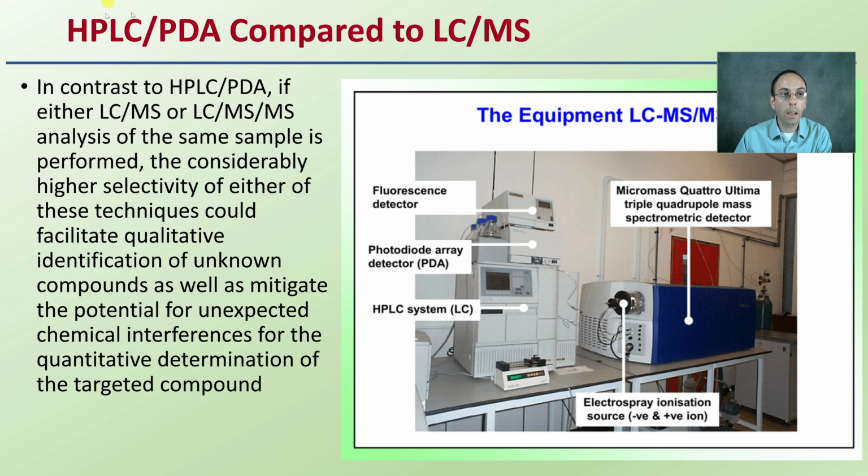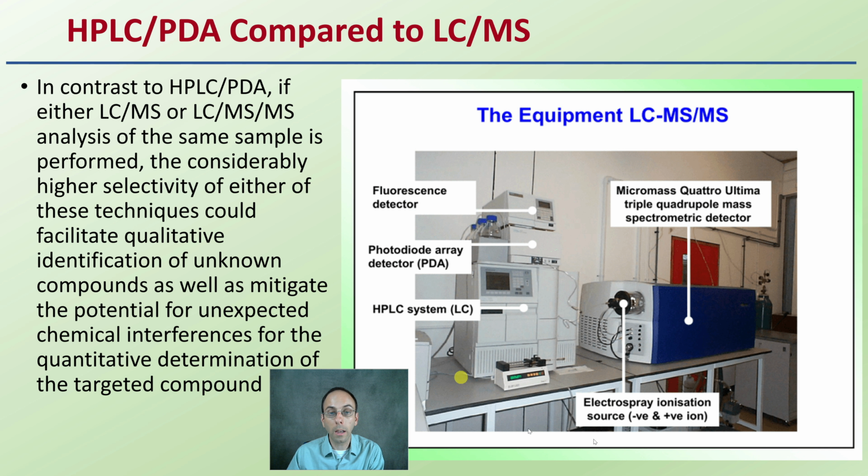And lastly, just looking at HPLC compared to the two here, again, important to kind of like research and have an idea of the testing methods available and what the lab that you're getting results from might be utilizing. And in contrast to the HPLC method, if either the LC or the LC-MS, which is liquid chromatography mass spec analysis of the same sample is performed, the considerably higher selectivity of either of these techniques could facilitate qualitative identification of unknown compounds, as well as mitigate the potential for unexpected chemical interferences for the quantitative determination of the targeted compound. Great summary.